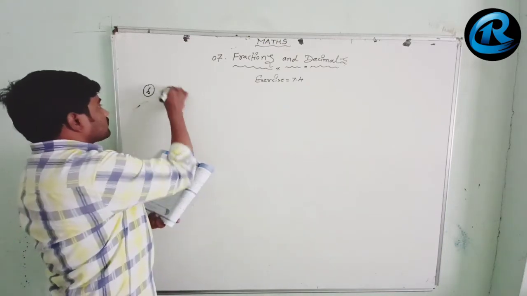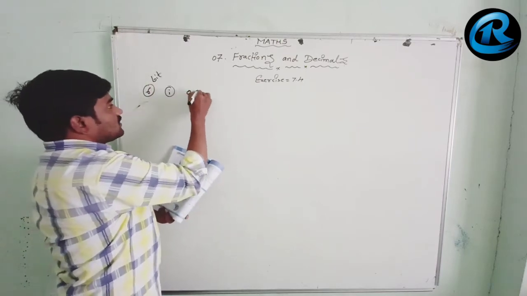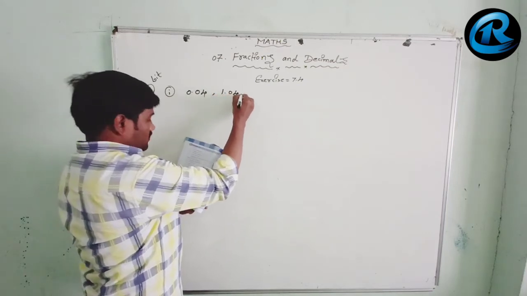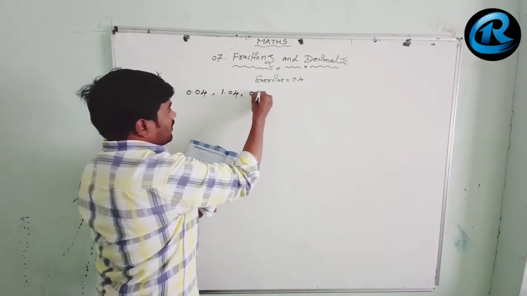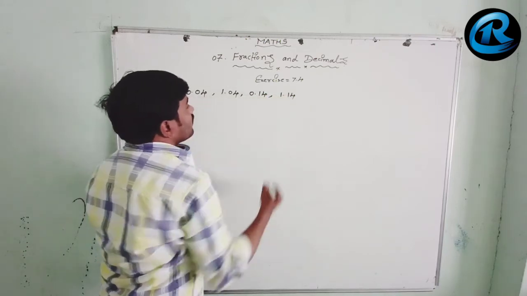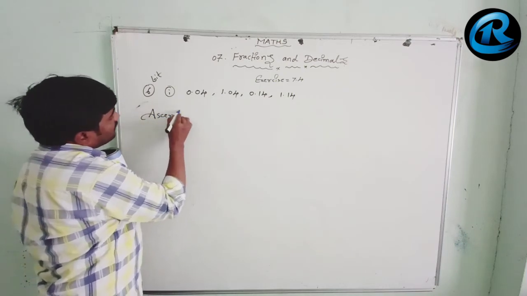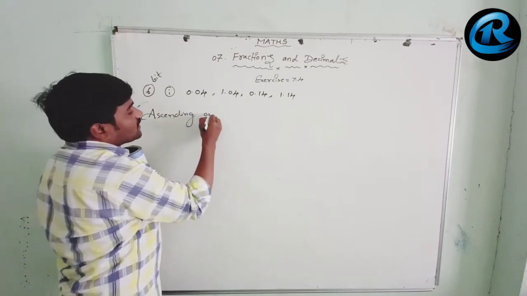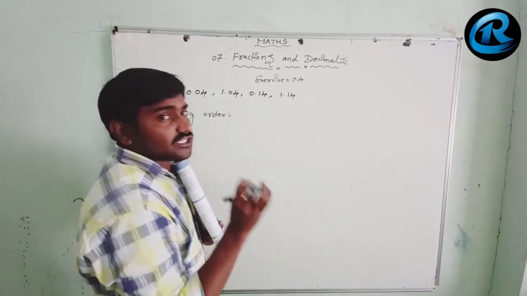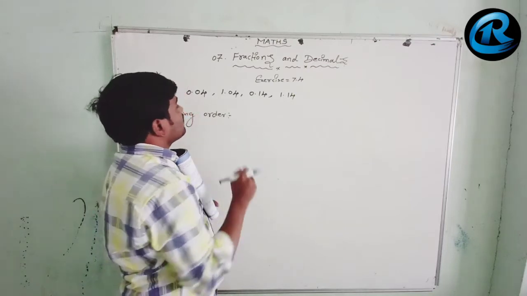The first question in the 6th bit is 0.04, 1.04, 0.14, 1.14. We have to write in ascending order. What is the meaning of ascending order? The numbers which we write, from the smallest value number to the biggest value number. The smallest value of number we have to write first.